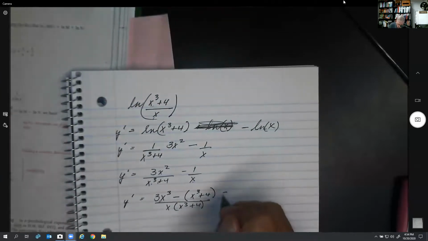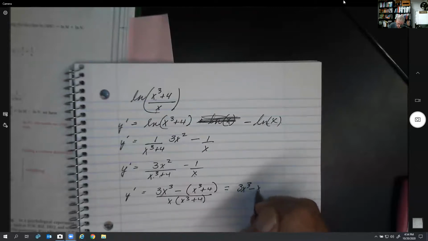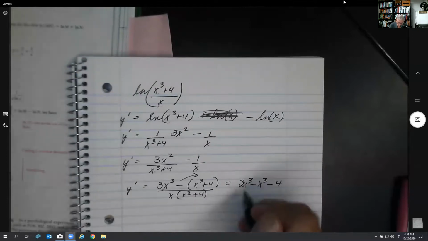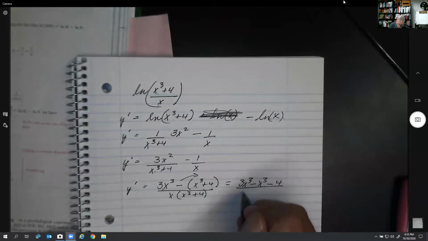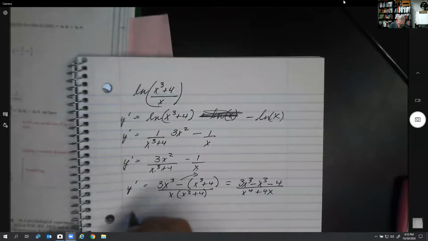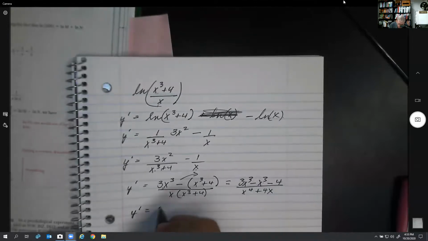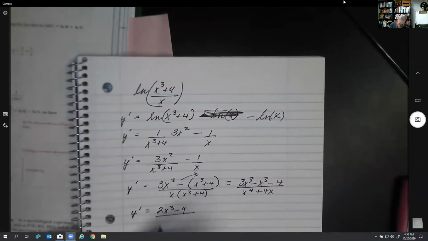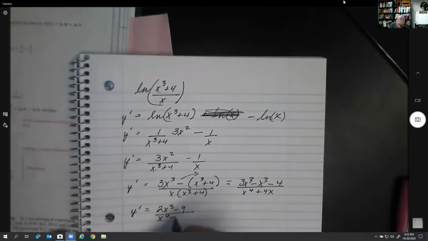Let's distribute that out. 3x cubed minus x cubed minus 4. Watch it distribute a negative sign over. Let's go ahead and multiply that out. X to the fourth plus 4x. So y prime equals 2x cubed minus 4 over, and they didn't multiply it out, but I did, x to the fourth plus 4x.